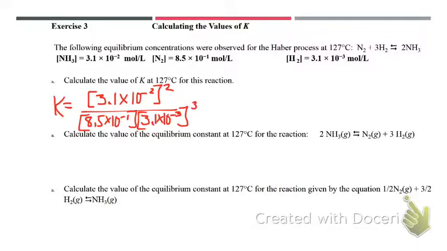If you want to take my word for it, that works out to be 3.8 times 10 to the fourth. What is missing from K there that most everything else has? Units. There's not typically a unit for K.